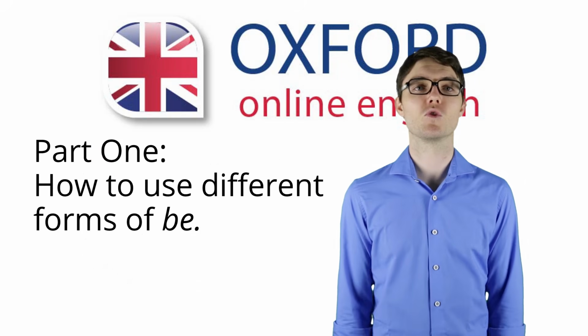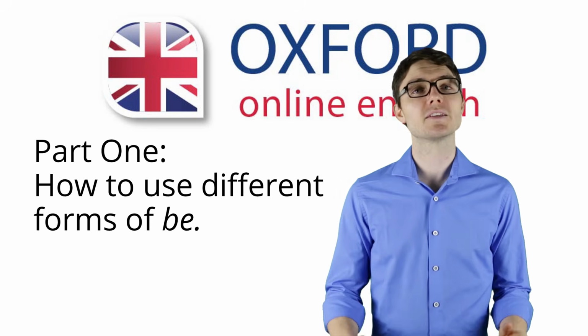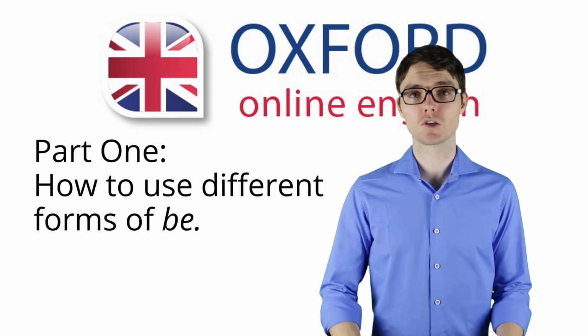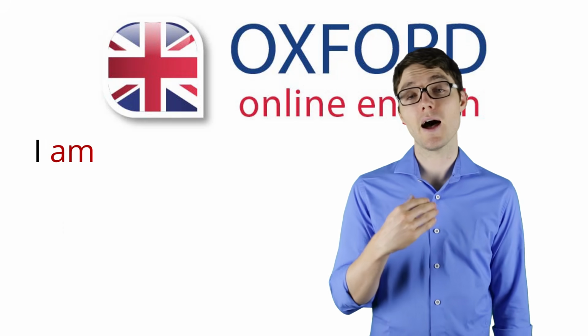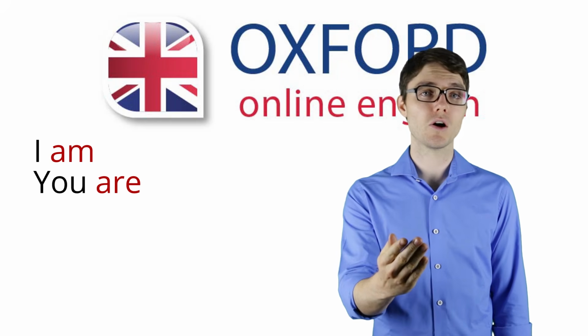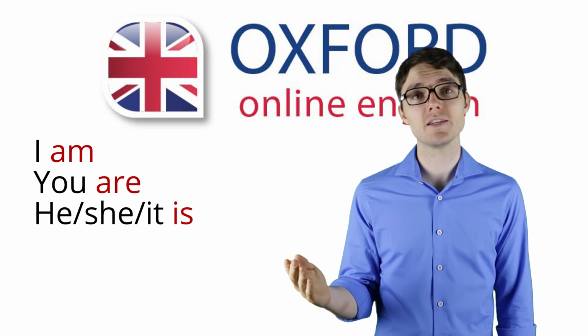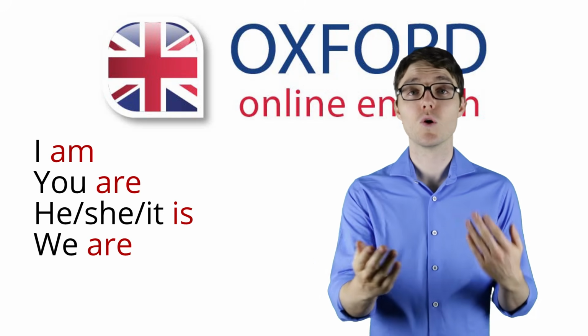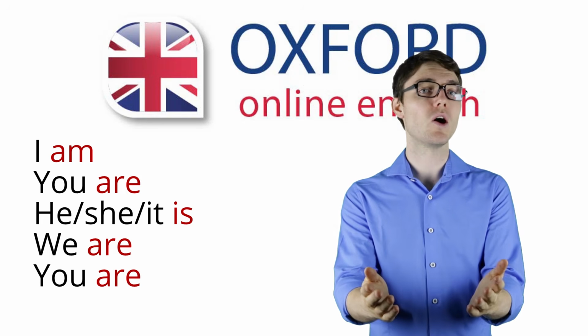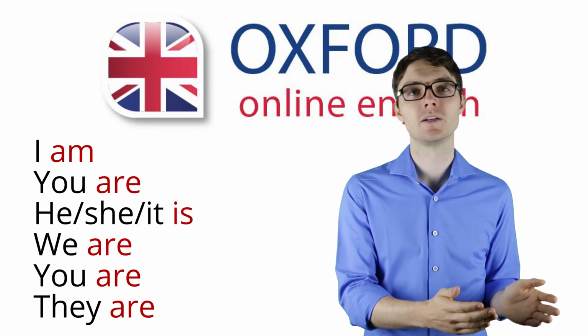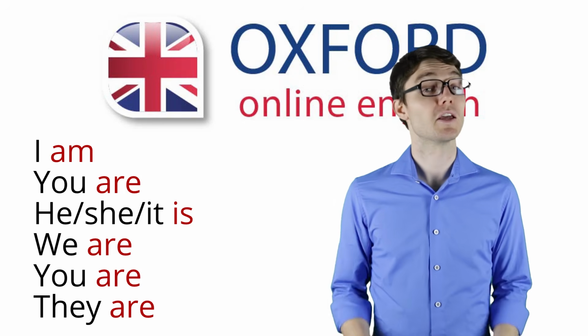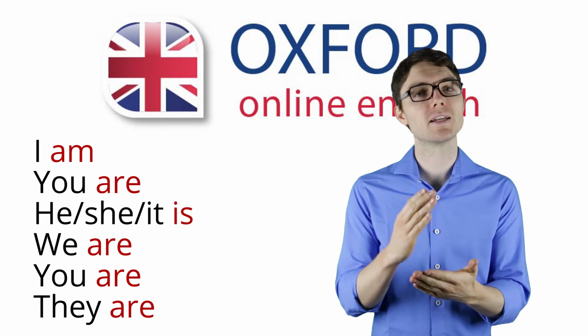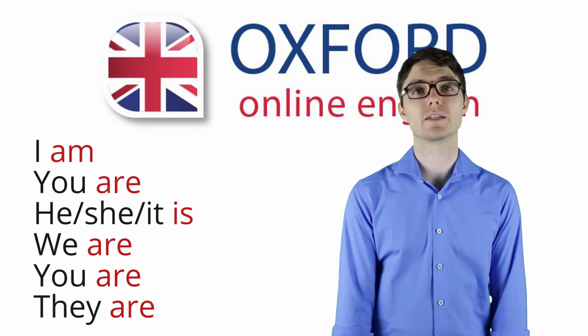How to use different forms of be. Be has different forms. Let's look. We say, I am, you are, he, she, it is, we are, you are, they are. Do you know these forms? If not, repeat them again and again until you know them perfectly.